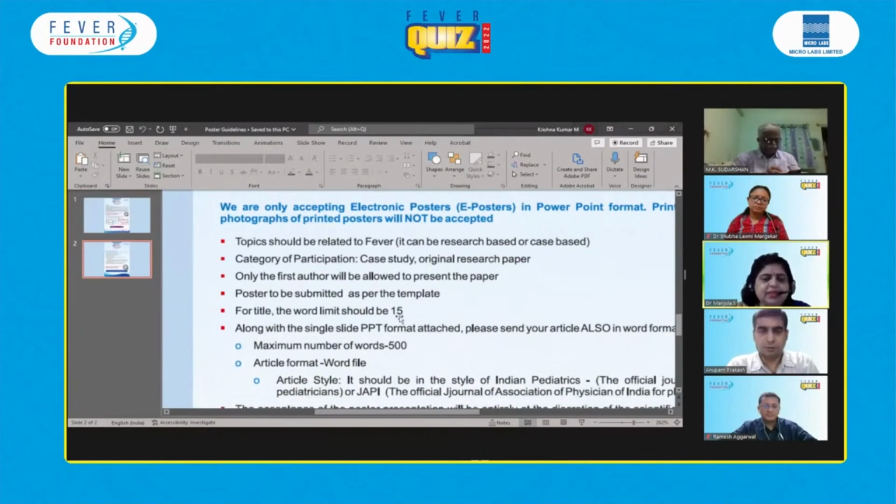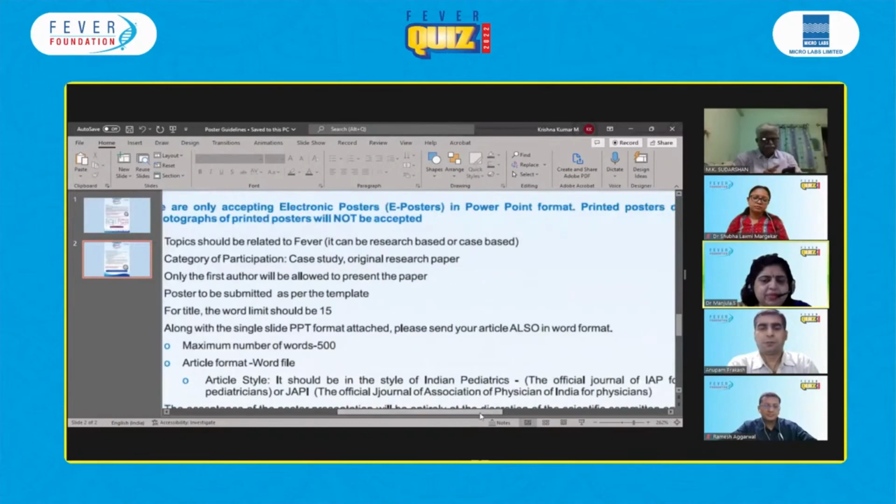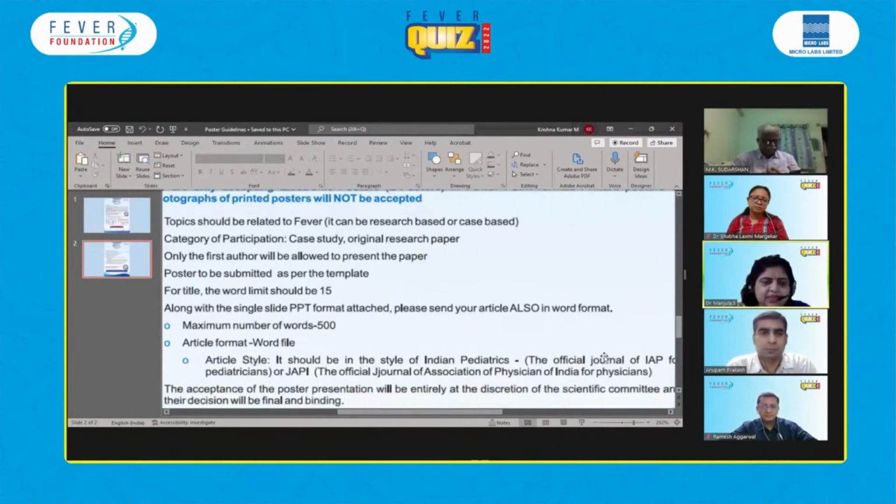Along with the single slide PPT, you are requested to submit an article in Word format, of a maximum of 500 words. The article should be in Word format, and you need to follow the style of JAPI, the Official Journal of the Association of Physicians of India.